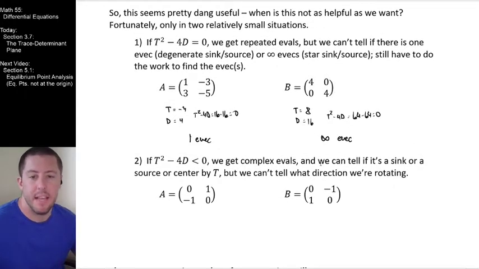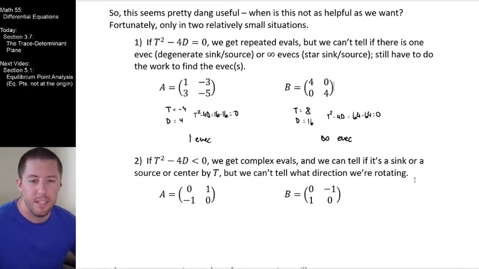If we end up finding that t squared minus 4d is less than 0, we're going to get complex eigenvalues. And we can tell if it's going to be a sink or a source or a center by the sign of t, right? If t is negative, we get a spiral sink. If t is positive, we get a spiral source. If t is 0, we get a center, no growth or decay. The problem is that we can't tell what direction we're rotating. It could be a spiral sink, but you could have spiral sinks rotating clockwise. You could have spiral sinks rotating counterclockwise.